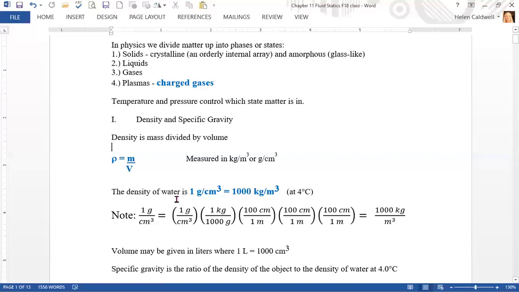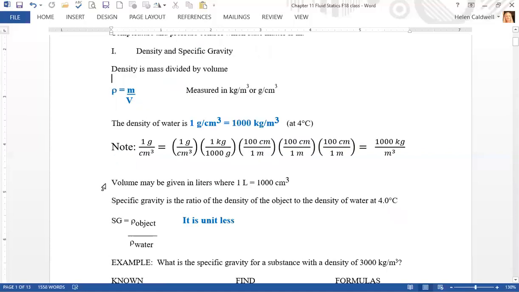In case you're wondering how I got from 1 gram per cubic centimeter to 1,000 kilograms per cubic meter, you can see the conversion right here, and I'm not going to go over it for you. I assume you can read. Volume may be given in liters, where 1 liter is 1,000 cubic centimeters. I don't particularly like to work with liters, and so we'll probably stick with cubic meters and cubic centimeters.